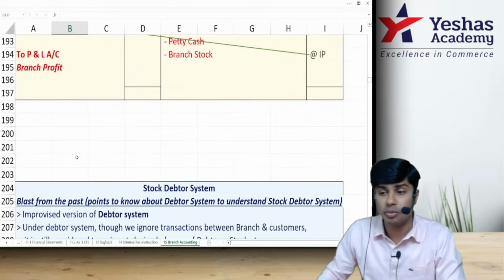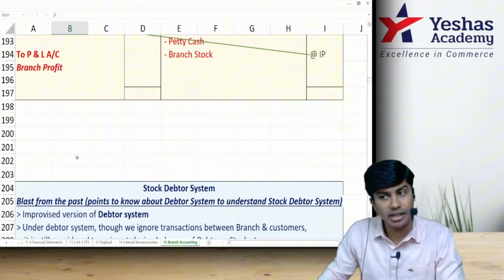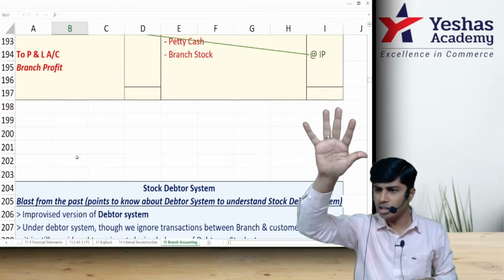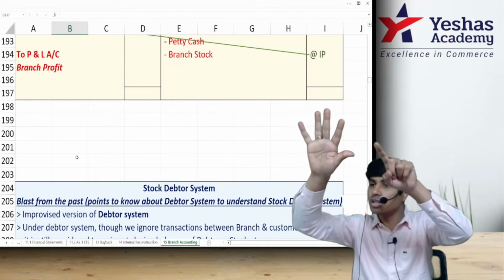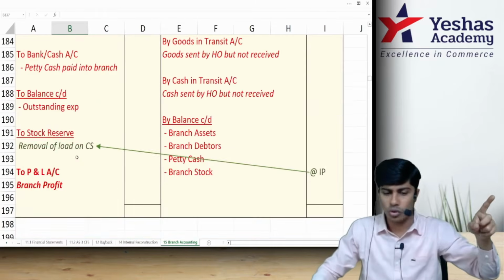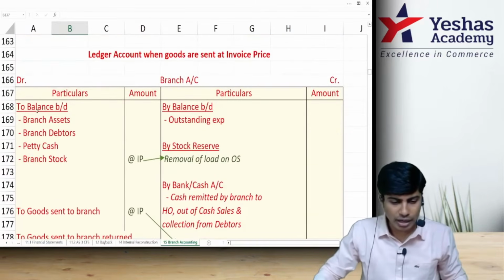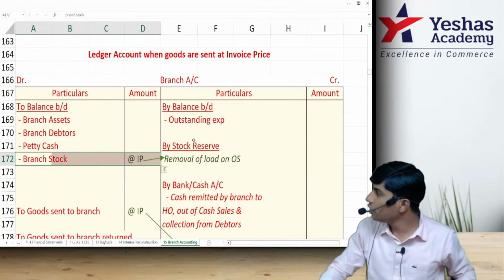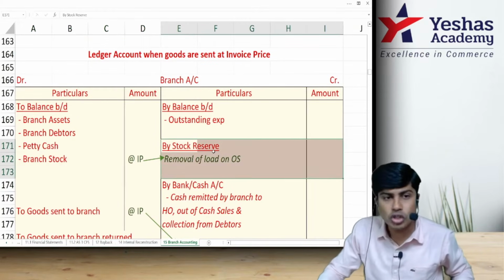what if the goods are sent by head office to branch, not at cost, but at invoice price? In your debtors, opening balance of stock will be on the debit, should be there in the branch stock account at cost. It is there at invoice price. On the credit side, we should remove load. See, branch stock in the debtors account should be there at cost. It is at invoice price, so we remove load on the credit side using the name stock reserve.